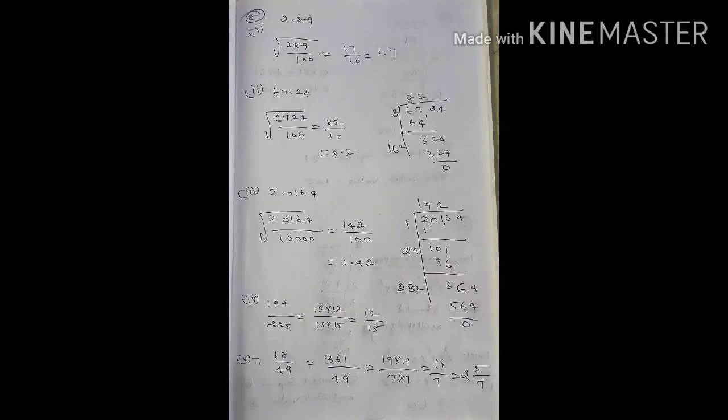Next, fifth one, 7 18 by 49. This is a mixed fraction. We change it to an improper fraction. So 7 into 49 add 18, the answer is 361 by 49. 361, how many times? 19 multiply 19. 49 is 7 multiply 7. So we take a pair of numbers, 19 by 7. This is an improper fraction. Change it to a mixed fraction. If we divide, it means 2 times, so 2 5 by 7.